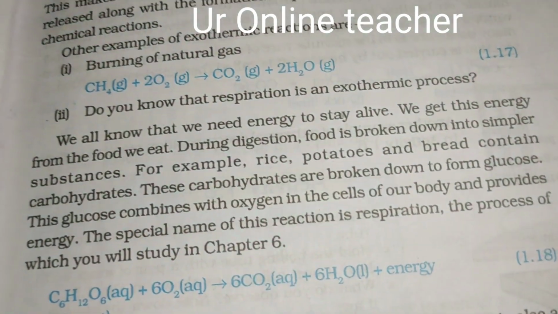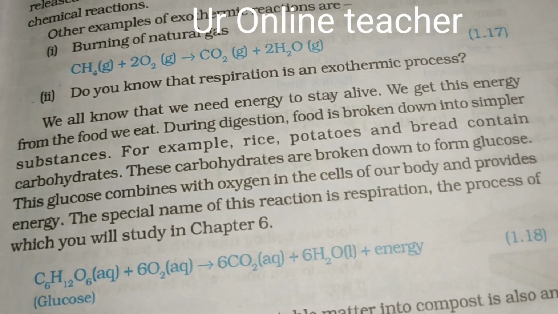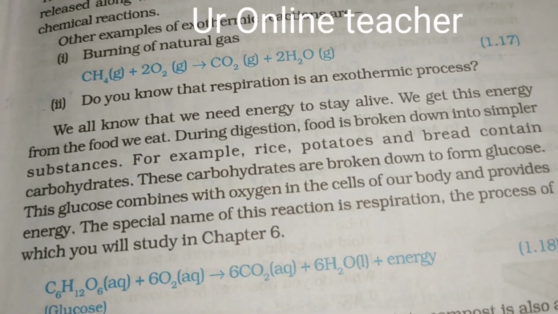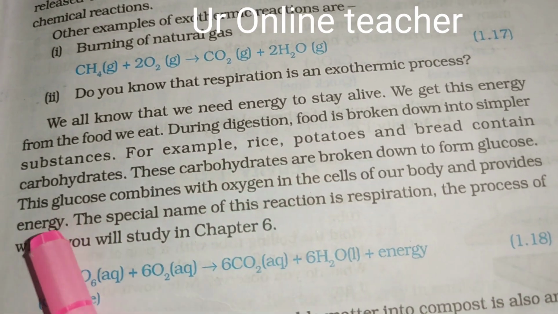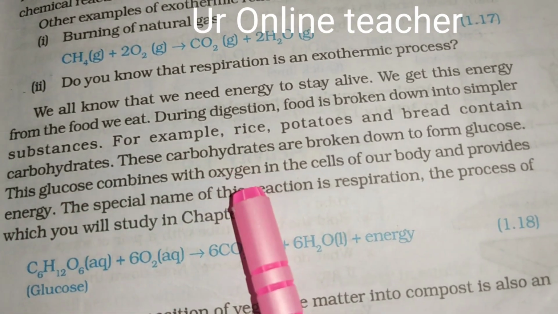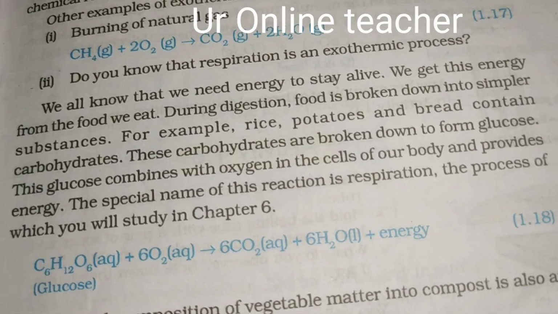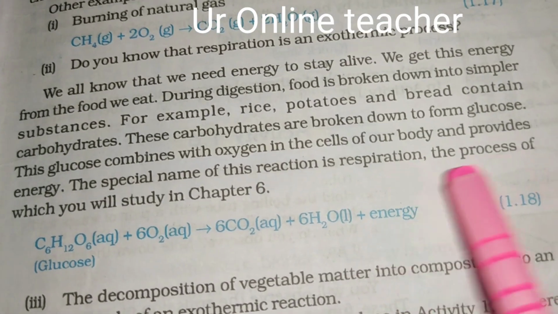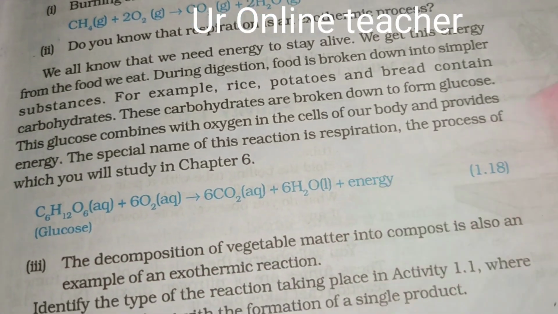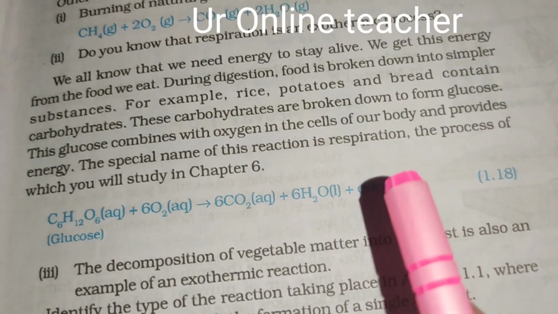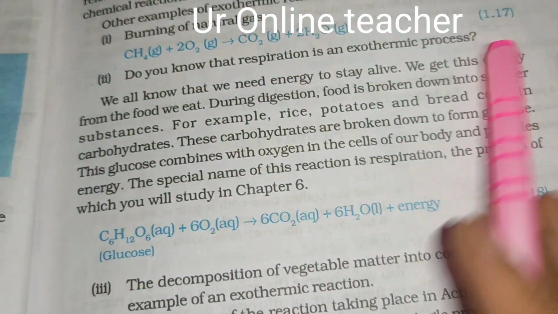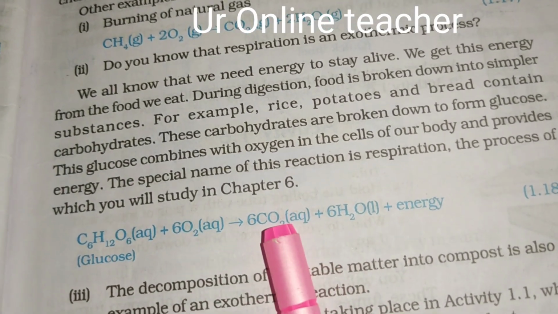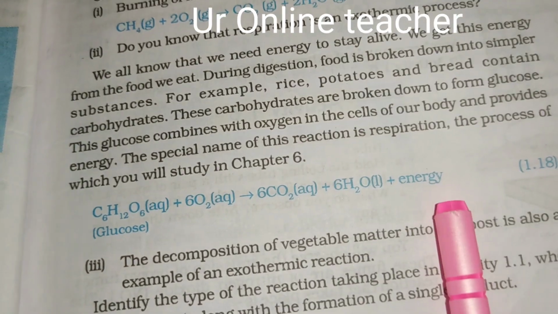We know that whatever food we eat, during digestion the food will be broken into simple substances. The glucose which is formed combines with oxygen in the cells of our body and produces energy. The special name of this reaction is respiration. In respiration also, energy is released. Some heat is released with this energy, so it is an exothermic process. Glucose reacts with oxygen to give carbon dioxide plus water plus energy.